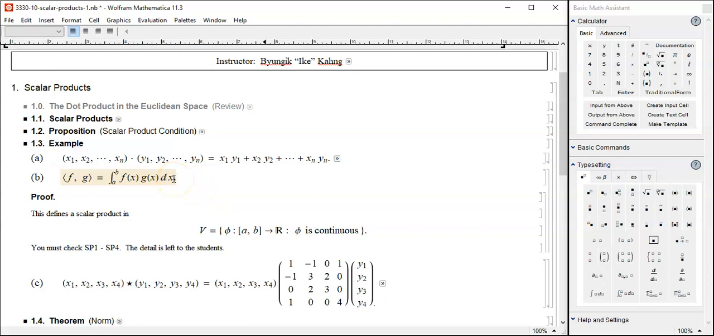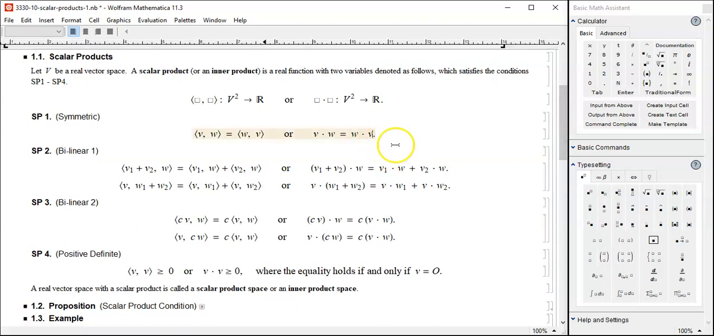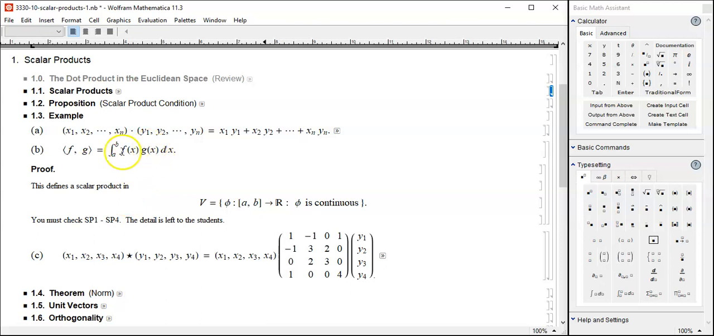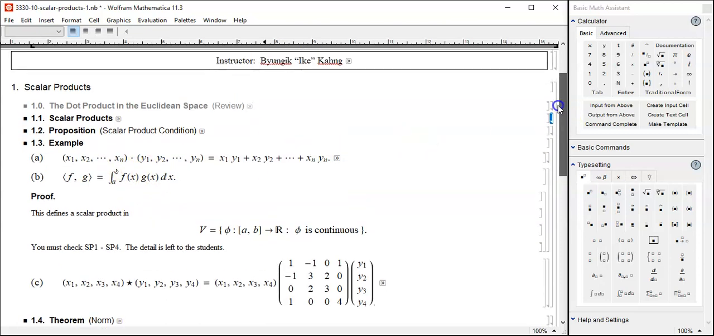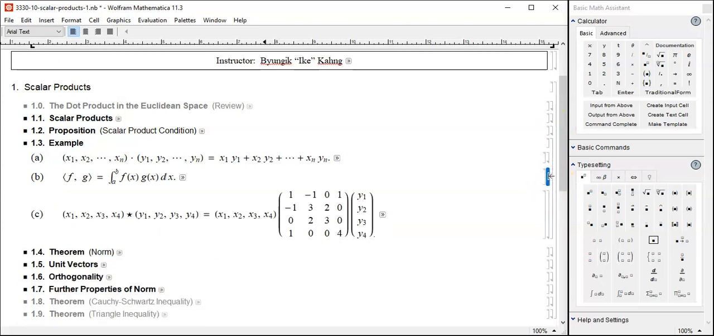Now, does this integral satisfy these four conditions? Symmetric? Oh, that's easy. Bilinearity: can I separate the additions, and can I pull out scalar multiplication? And finally, the positive definiteness is also trivial because f squared is always non-negative inside the integral. Anyway, yes, you can prove it. The detail is left to the students.